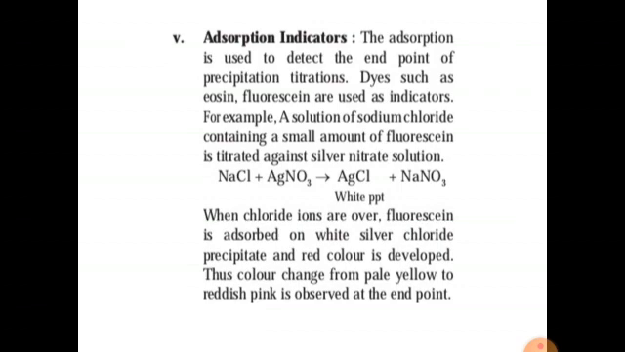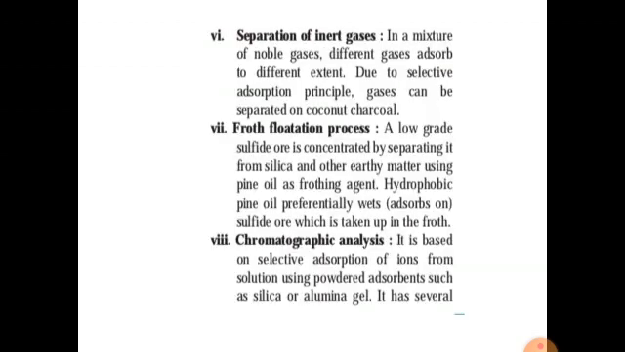Adsorption indicators. Adsorption is used to detect the endpoint of precipitation titration. Dyes such as eosin and fluorescein are used as indicators. For example, a solution of sodium chloride containing a small amount of fluorescein is titrated against silver nitrate solution. Reaction takes place: NaCl plus AgNO3 giving AgCl plus NaNO3, silver chloride and sodium nitrate. When chloride ions are over, fluorescein is adsorbed on the white silver chloride precipitate and a red color is developed. So the color change from pale yellow to reddish pink gives the endpoint of that titration.